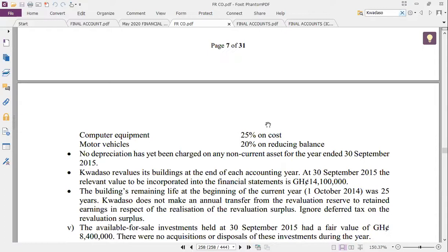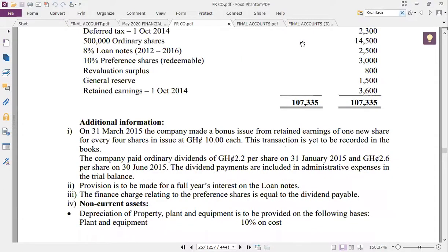Now, the life of the building is 25 years. So let's go to the trial balance to pick the building value.